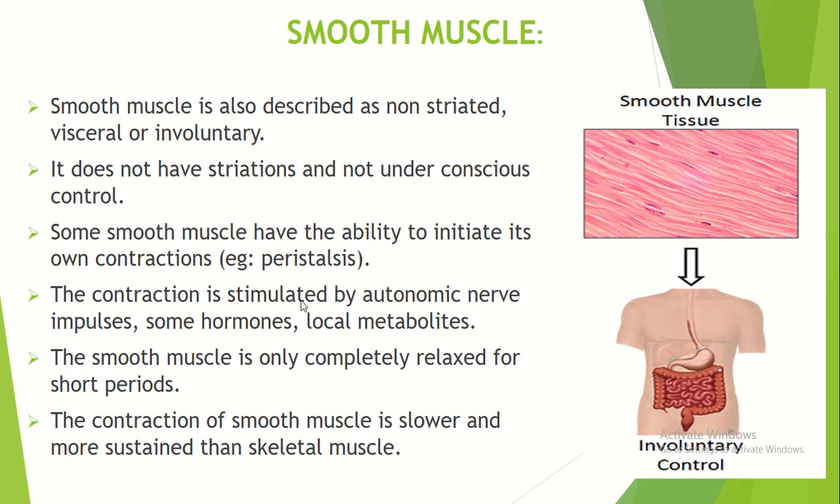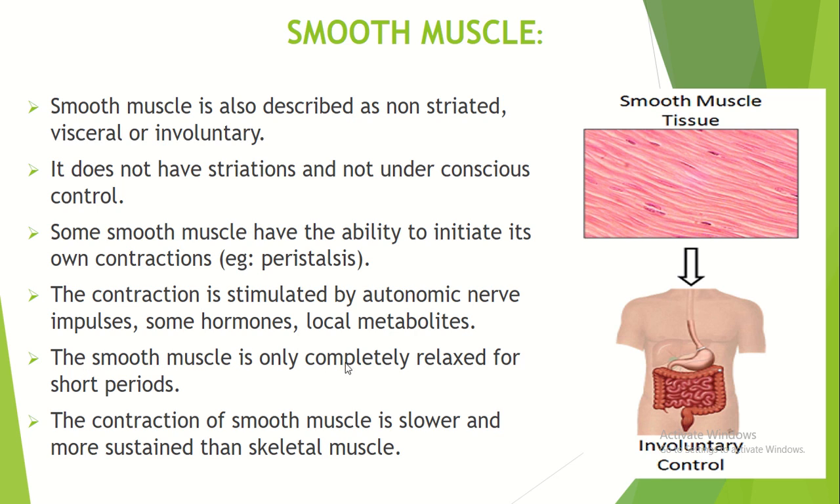The contraction is stimulated by autonomic nerve impulses, some hormones and local metabolites. Other smooth muscles need some initiation, and that can be done by the autonomic nerves. In our body, the nerves are divided into autonomic nerves and so many types; in future we'll discuss that. So autonomic nerves, hormones and local metabolites are the ones which stimulate the contraction of this smooth muscle. But the peristaltic movement is able to initiate its own contraction without any stimulation.